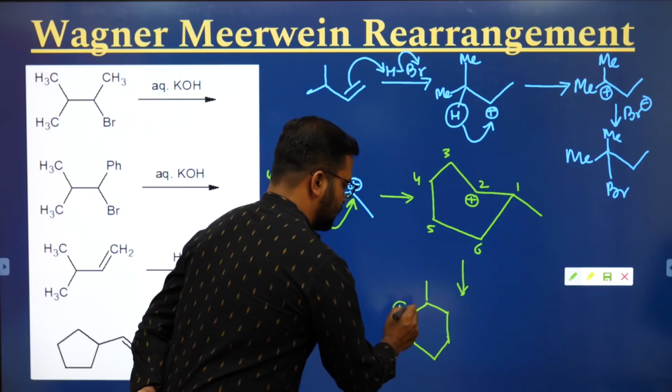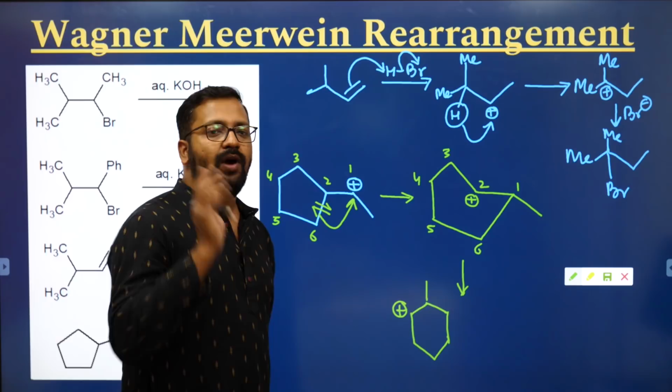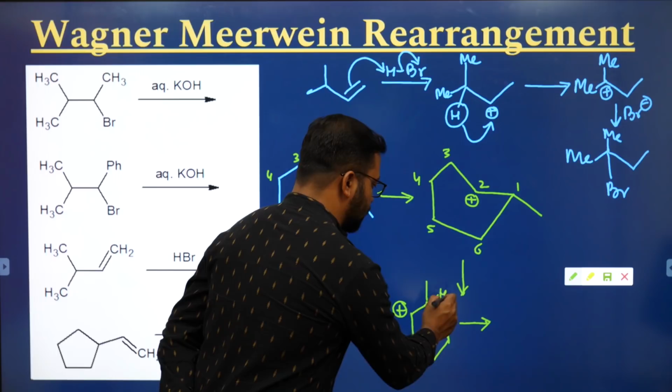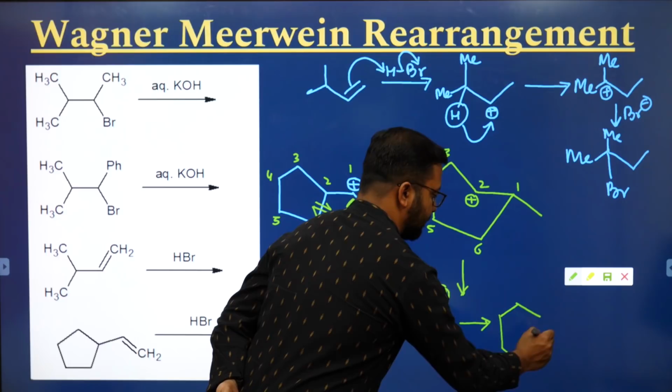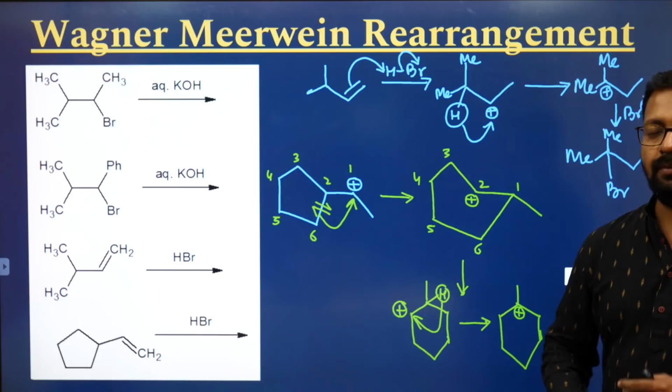And after ring expansion, one Wagner Meerwein rearrangement will take place. Isko yaad rakhiye. After ring expansion, one Wagner Meerwein rearrangement will take place. And rearrangement hoga, ye hydrogen yahan pe move kar jayega. And we would be getting this carbocation, which would now react with Br to give an appropriate product. So it will react with Br, and Br will get attached at this carbon atom.